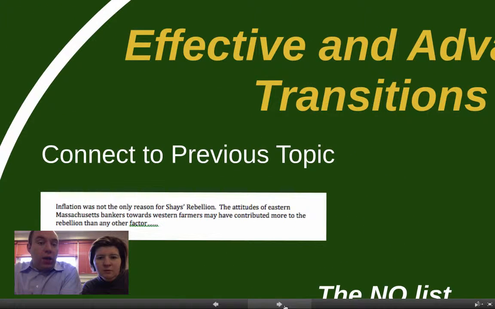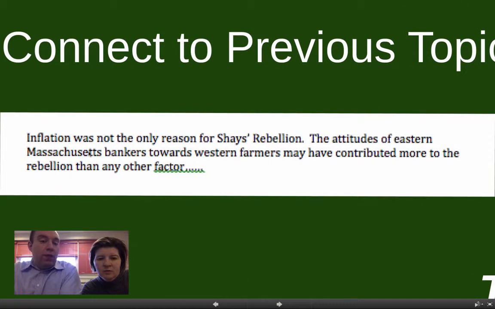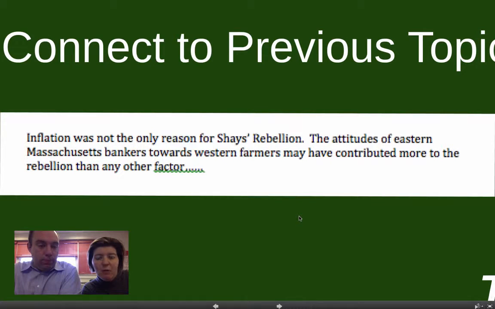Okay, so one way you can start a paragraph besides something like another would be to connect to the previous topic. So let me show you an example of a possible topic sentence that takes a body paragraph and connects it to the previous topic. Inflation was not the only reason for Shays' Rebellion. Inflation was obviously the main point of the paragraph before the one we're reading now. So the transition in this second body paragraph is making that connection to inflation, which we talked about in the paragraph before, was not the only reason. And now we're going to tell you about some other reasons in this second body paragraph.